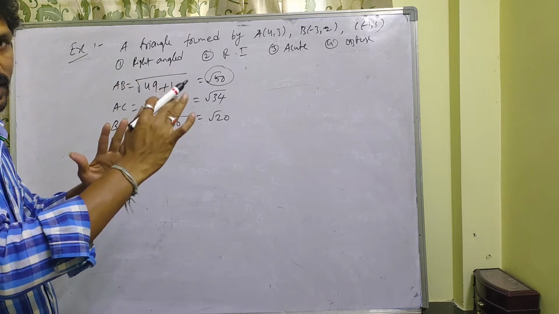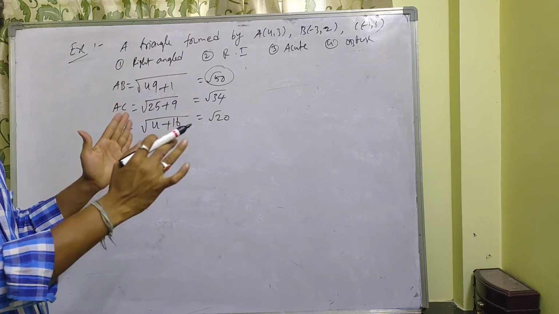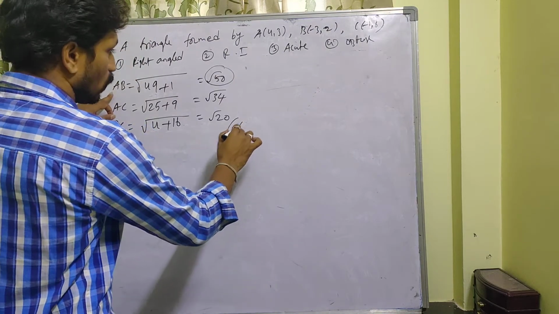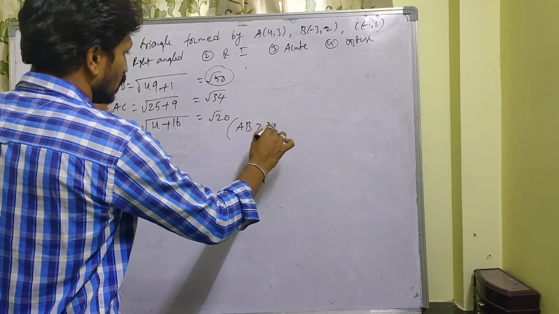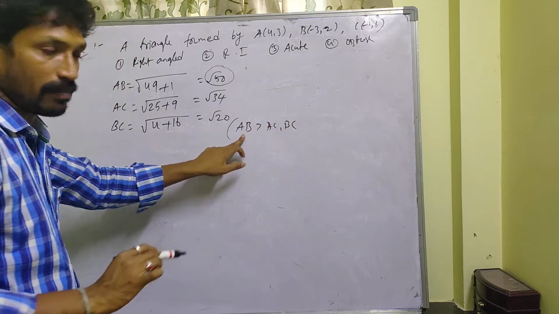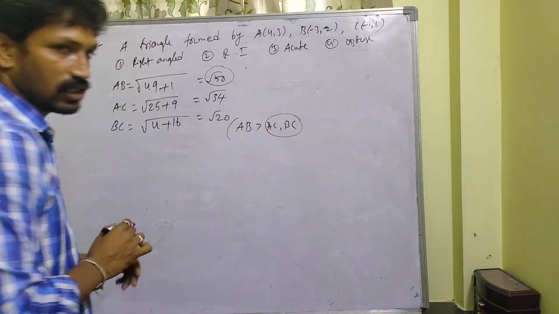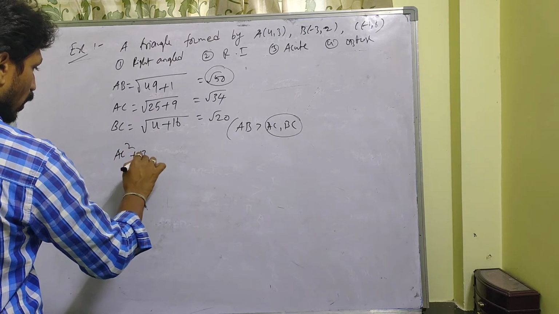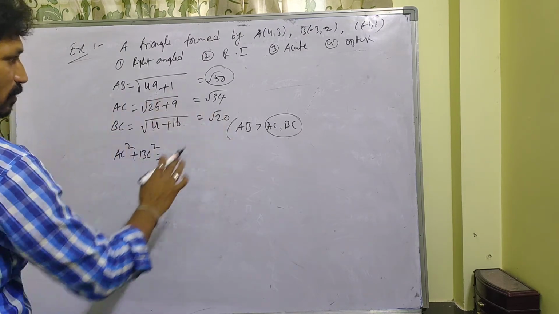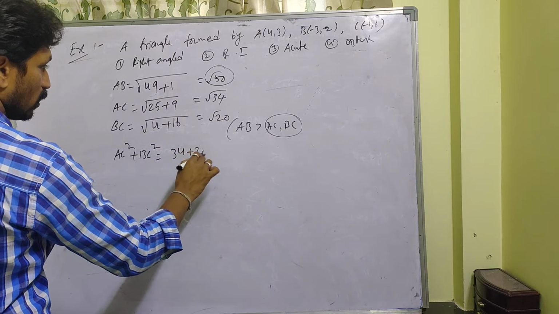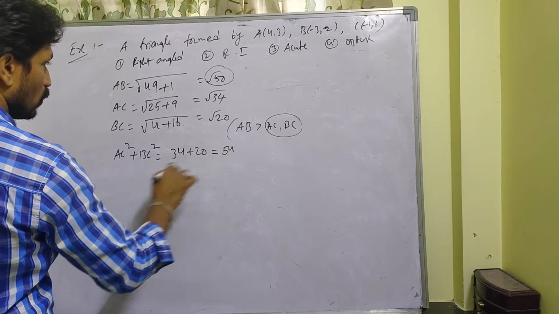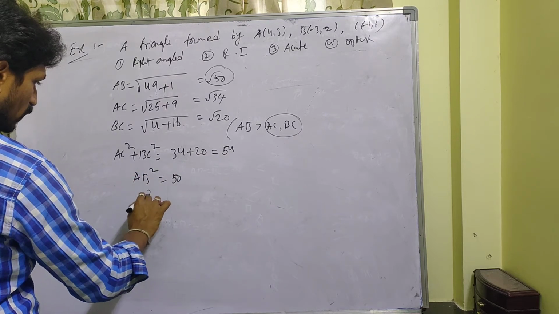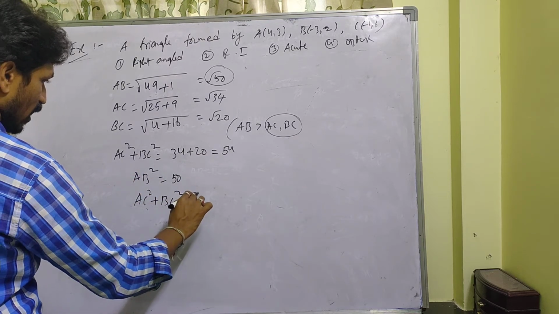Then we have to decide whether it is equal to, less than, or greater than. So here we have to choose the highest one. What is the highest one here? AB. AB is greater than AC, BC. So you take this one separately and take the other combination. Now first find AC square plus BC square, because these are the smallest numbers. So 34 plus 20 is nothing but how much? 54. And here AB square is equal to 50. So what you can say, AC square plus BC square is greater than AB square.